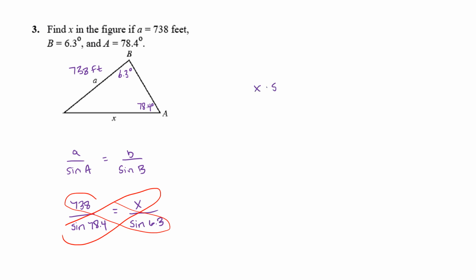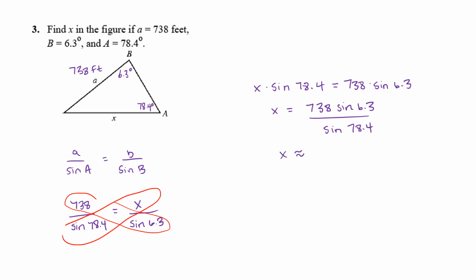So x times the sine of 78.4 equals 738 times the sine of 6.3. To get x by itself, I'm going to divide both sides by the sine of 78.4. When I enter this ratio into my calculator, I will then get 82.7 feet for my value of x.